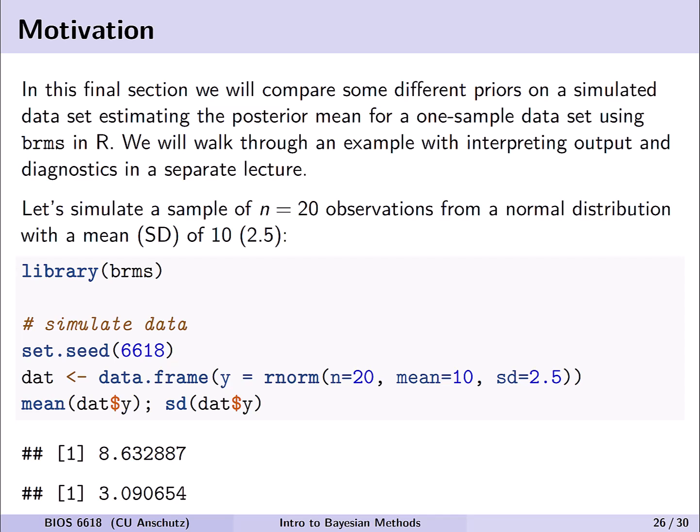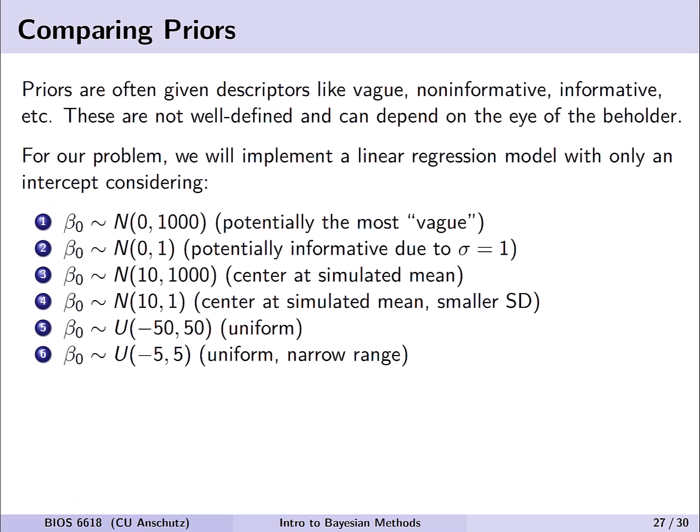For our sake, though, we'll simulate 20 observations from a normal distribution with a mean of 10 and a standard deviation of 2.5. We see down below we're in the ballpark approximately, with the mean in this case being 8.6 and the standard deviation being 3.1. Now, for this lecture, we're just going to compare the performance of different priors.